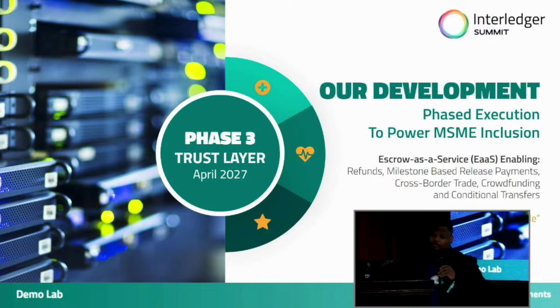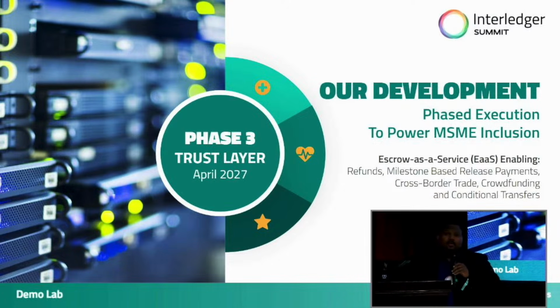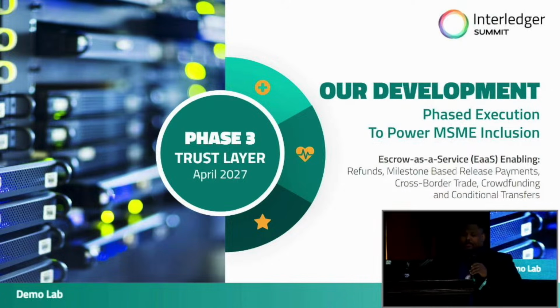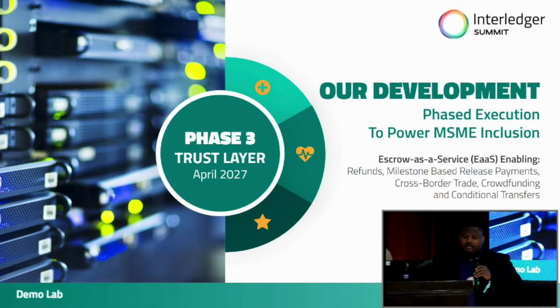In phase 3, we're launching escrow as a service. This is our programmable trust layer introduction to the Interledger network. This will enable trust-based transactions, such as refunds, milestone releases, conditional remittances. Say, for example, they want to do a remittance and the receiving party can use that funds for a specific purpose only. Cross-border trade, crowdfunding, and other conditional payment options through an API, so trust becomes programmable.